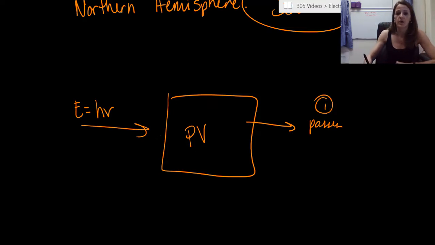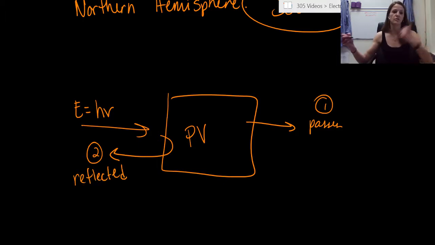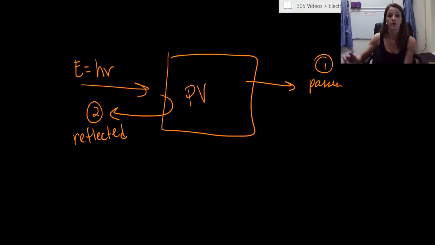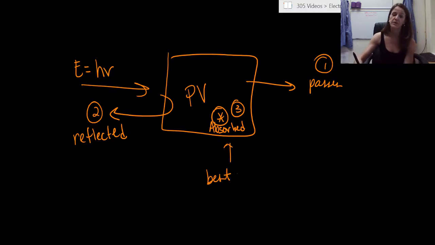The second one would be if it's reflected out. So that's option 2 if it's reflected. Also not very helpful, right? Passes through, reflected, that means we didn't actually grab that energy. It just hit the cell and left. The third one, which is the important one, is if it's absorbed by the PV cell. So absorbed. This is option 3, and I would say this is the best option, and this is really the entire reason why we do it. If it didn't absorb the energy, we wouldn't be studying PV cells.